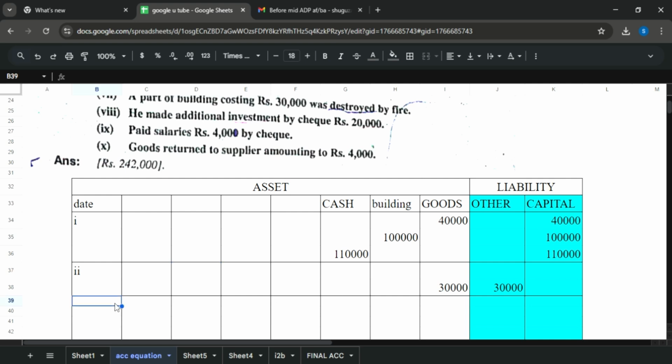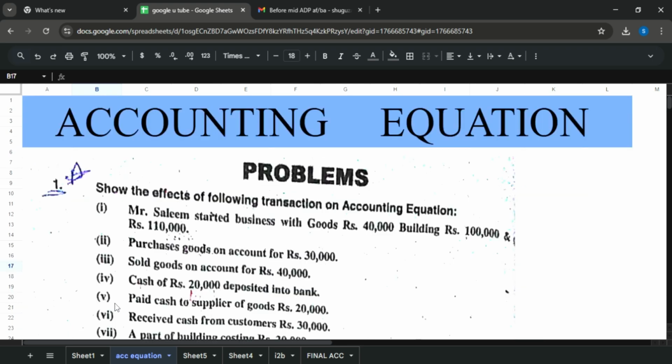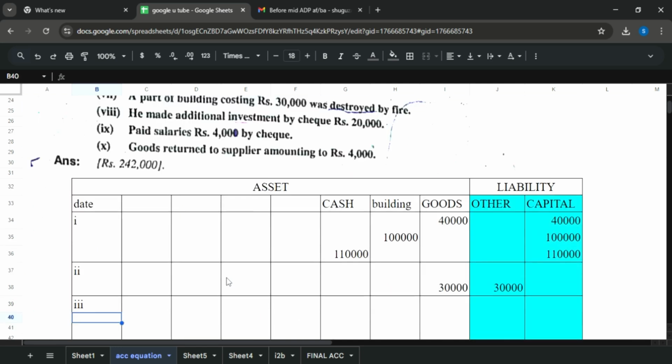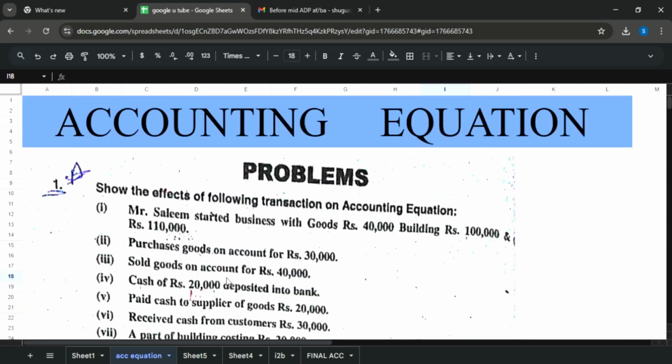Now we will see our third entry. Let's see what it is saying. Sold goods on account. Exactly opposite to this. Sold goods, it means goods are going out because you are selling. There is a decrease in goods. So come over here. You will write minus 40,000 because goods are going out.